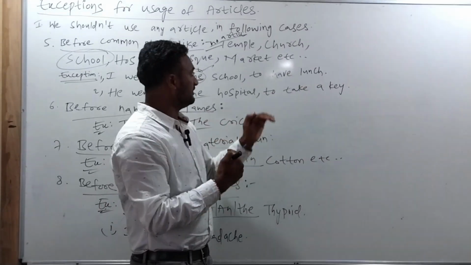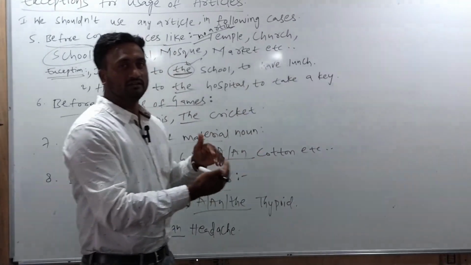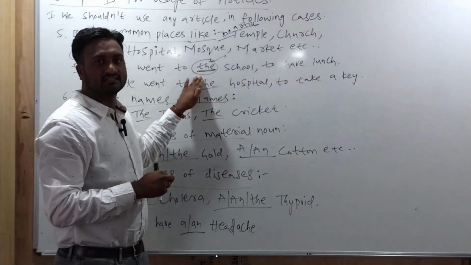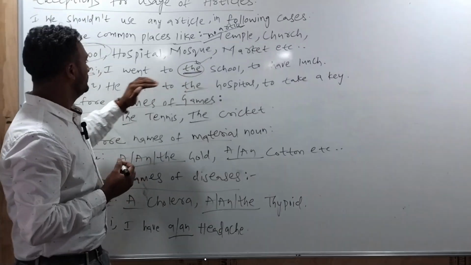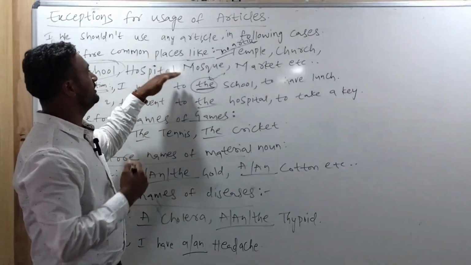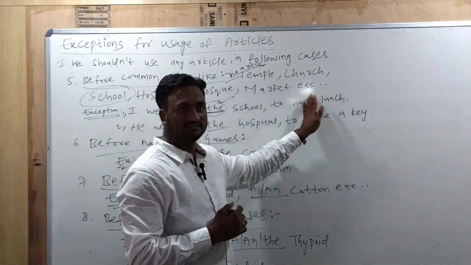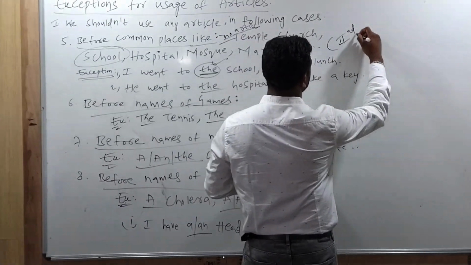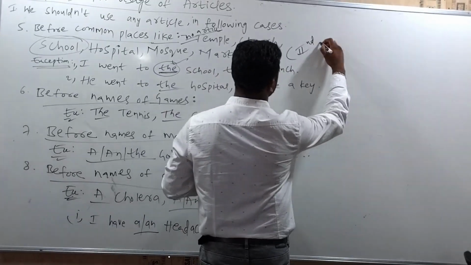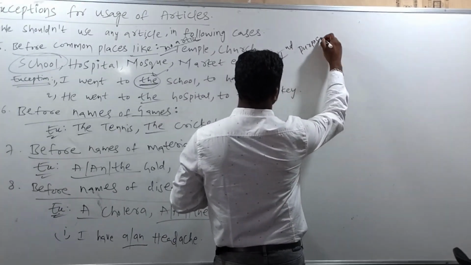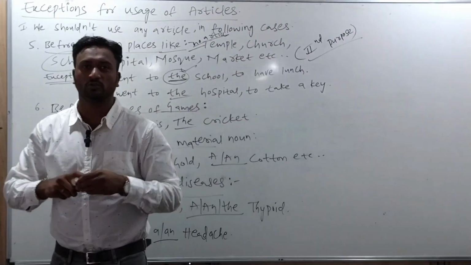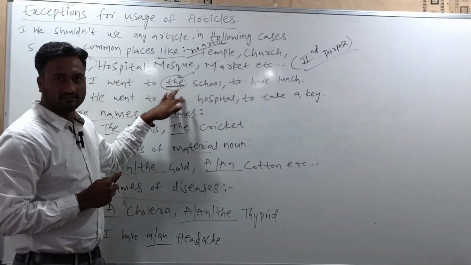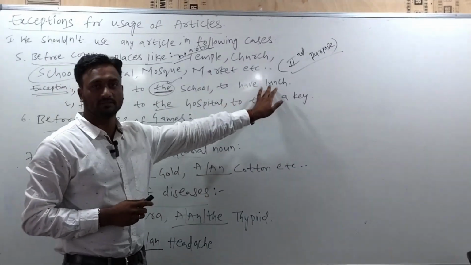Or irrespective of, when we are talking about something which is not relevant to this particular location, we can use article the. This question was asked in the recent examination. Listen carefully. So when we go to a very common frequently visited place, but for a secondary purpose, we call it secondary purpose. So basically we go to school to learn something, but I went there to have lunch. So that is the reason we can use article the here. This is called secondary purpose.